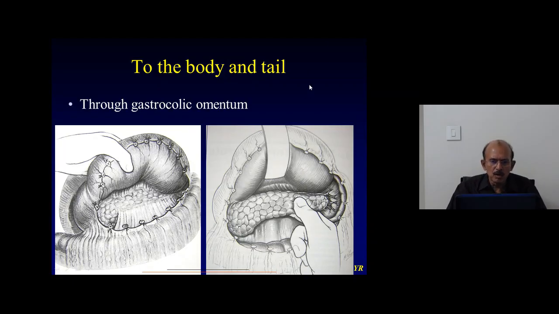Okay, then if there are no more doubts, I will go to the topic of the bile ducts.